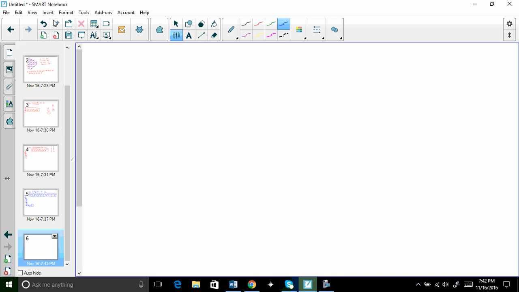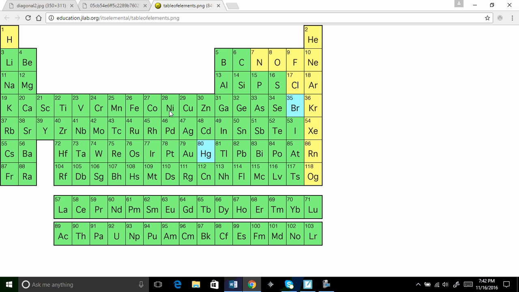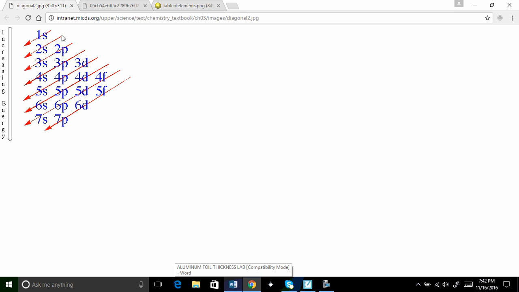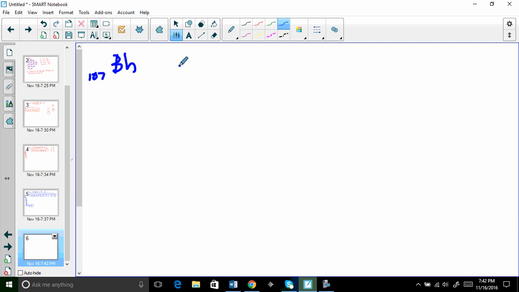This one is going to take a long time. Borium is 107, okay? That's not the one I want. I need the diagonal rule. Okay, 1s fills first. 1s takes 2, and 107 minus 2 is 105.